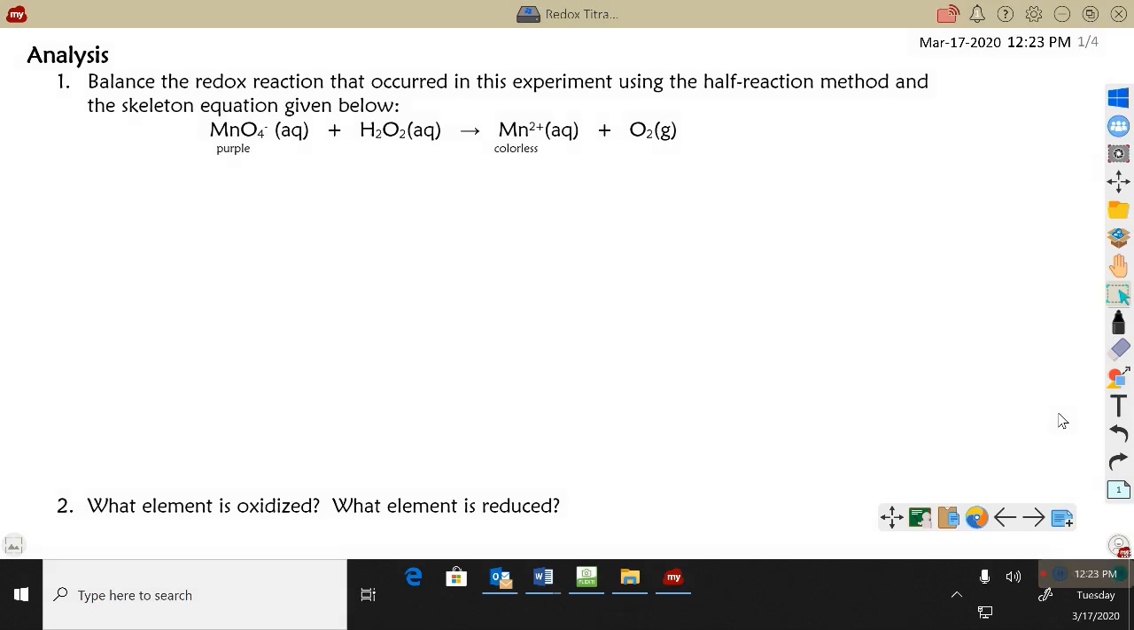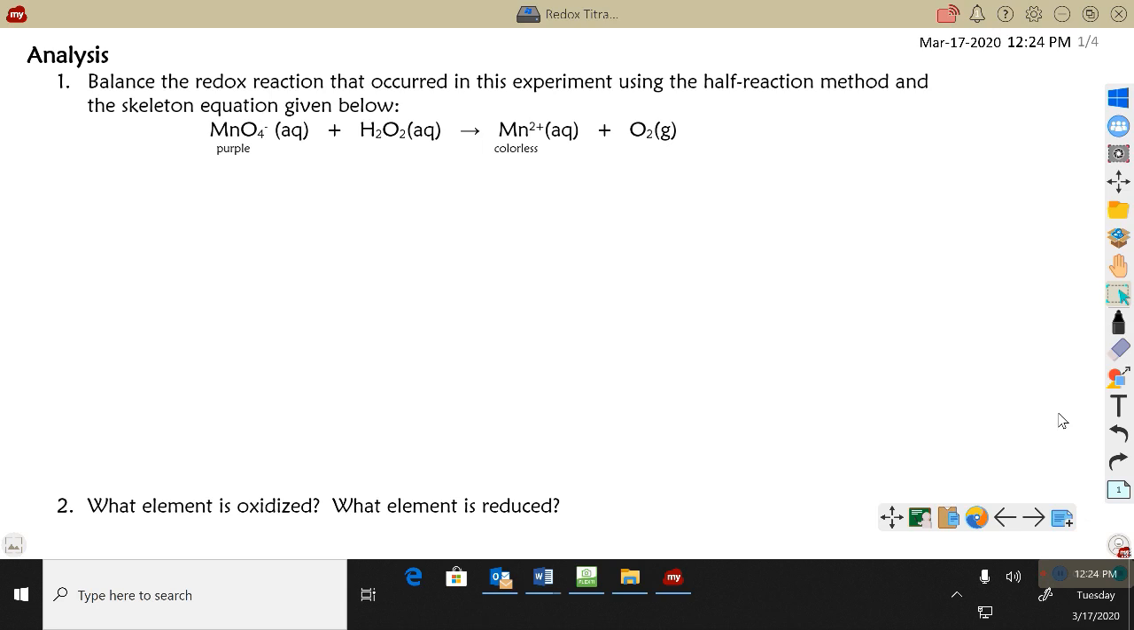In this video, we'll analyze the data from the redox titration. We titrated the purple potassium permanganate with store-bought commercial hydrogen peroxide. The bottle says 3% hydrogen peroxide. We're going to see if that's right. First thing we've got to do is balance the redox reaction using the half reaction method.